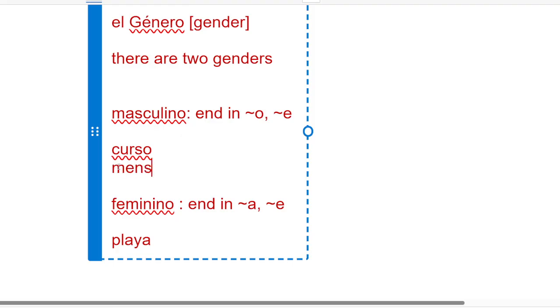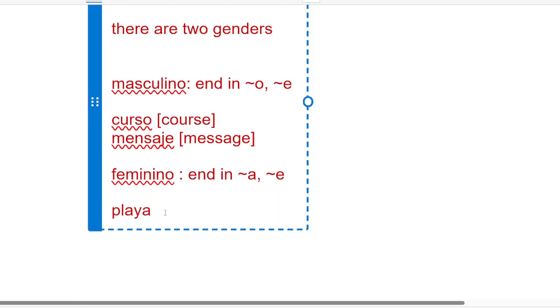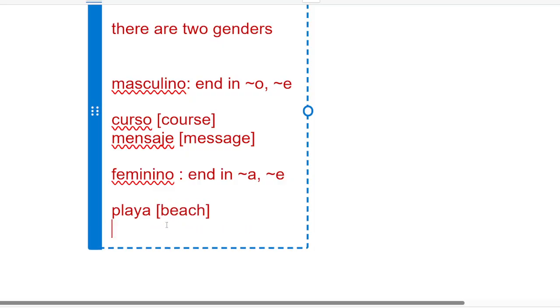So mensaje. Mensaje is a message, and curso is your course. And playa is your beach. Also, we have serie, which is series, the series on television which we watch.